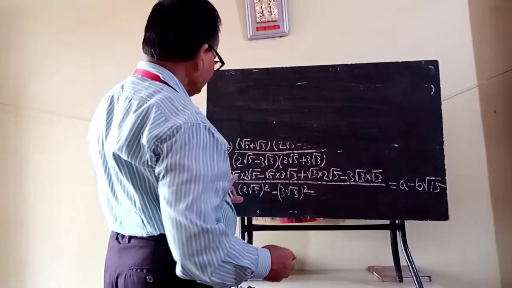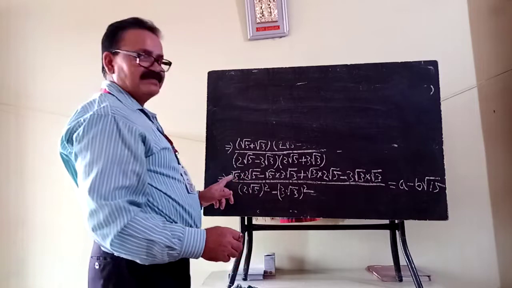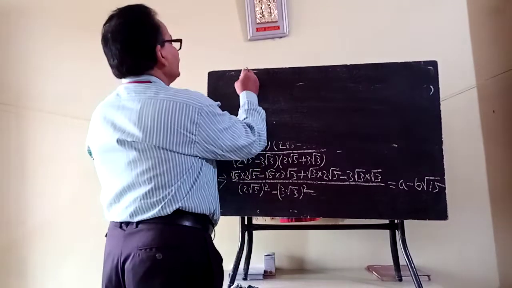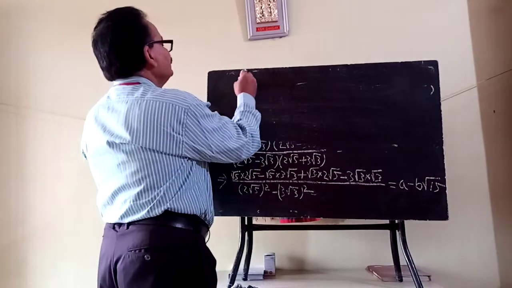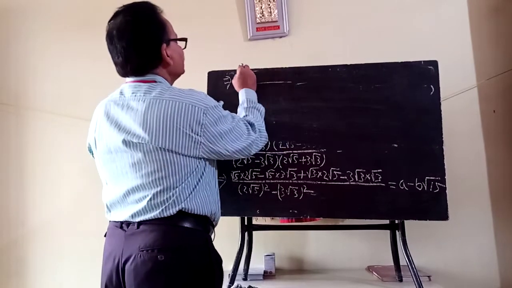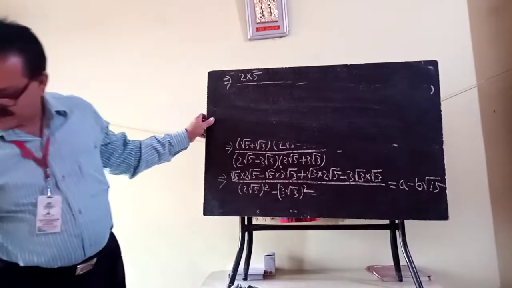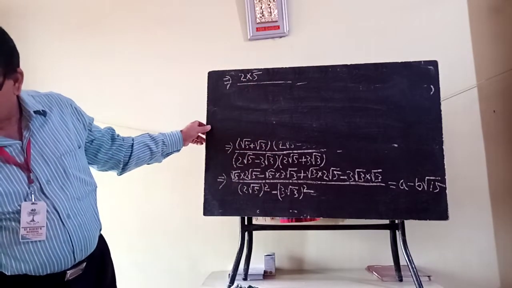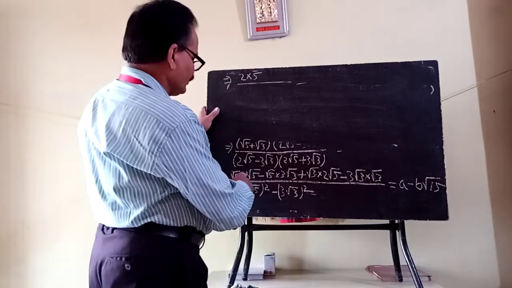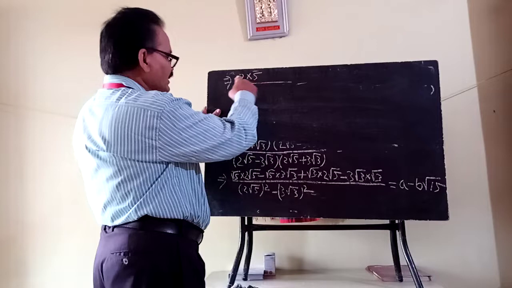So you see, root 5 into 2 root 5: root 5 into root 5 is 5, so 2 into 5. This is your 2 into 5, so this is 2, root 5 into root 5, 5 and 2.